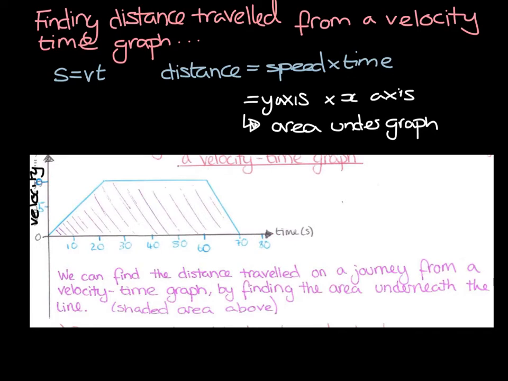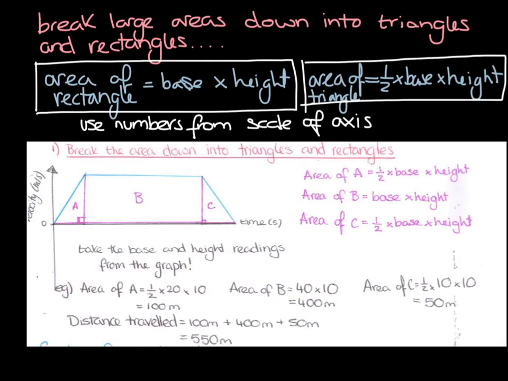So if we multiply a value from the y-axis by a value from the x-axis, we're going to get an area. So the area under this graph represents the distance travelled. Now, they're not going to give you massively complicated shapes to do this with, but you are going to use the understanding that you have from maths about the area of different geometric shapes to work out the area under the graph. So let's have a go.